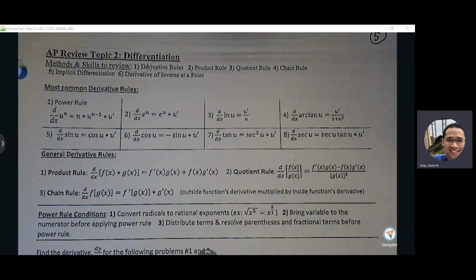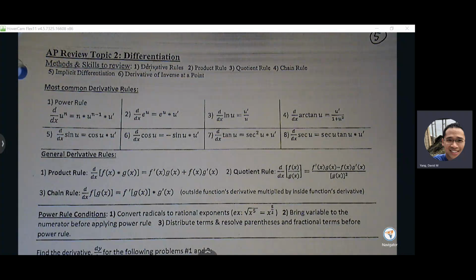All right, so methods and skills to review: derivative rules, product rule, quotient rule, chain rule, implicit, and derivative of inverse set of points. This is where we create the table, and we have to go through those procedures, but we'll go back and definitely revisit number 6 because that's a very specific procedure that we follow for derivative of inverse set of points. These are, I think, the most commonly used rules on the AP exam.